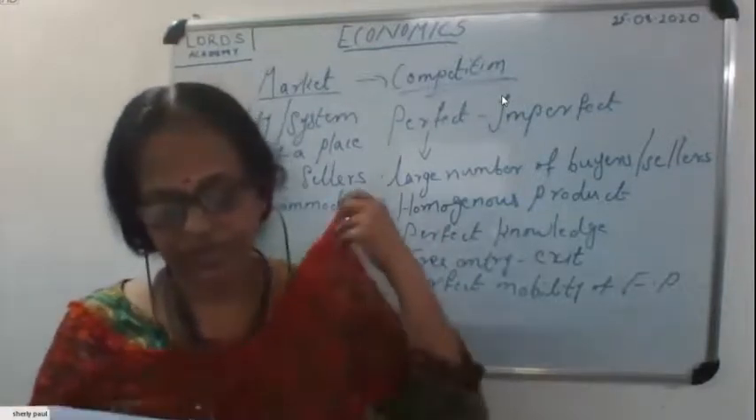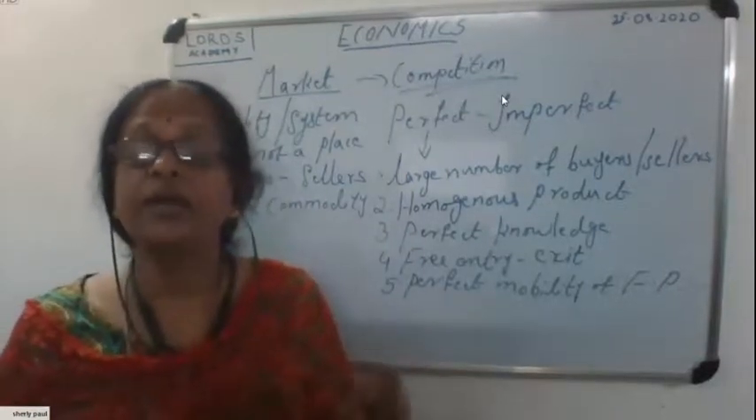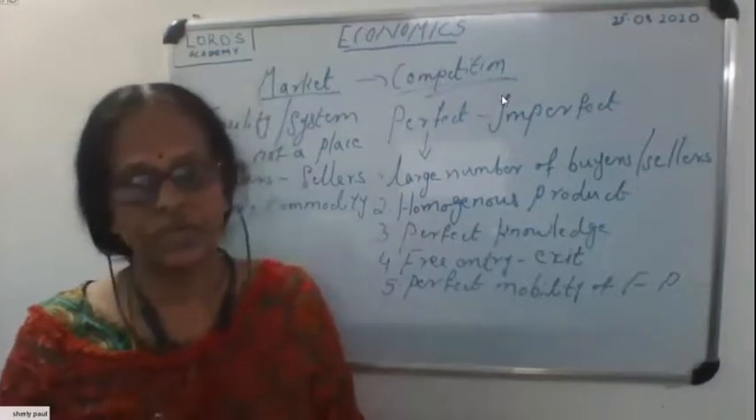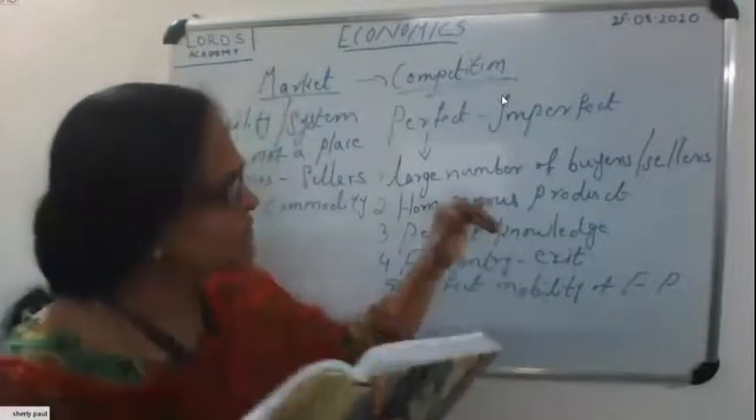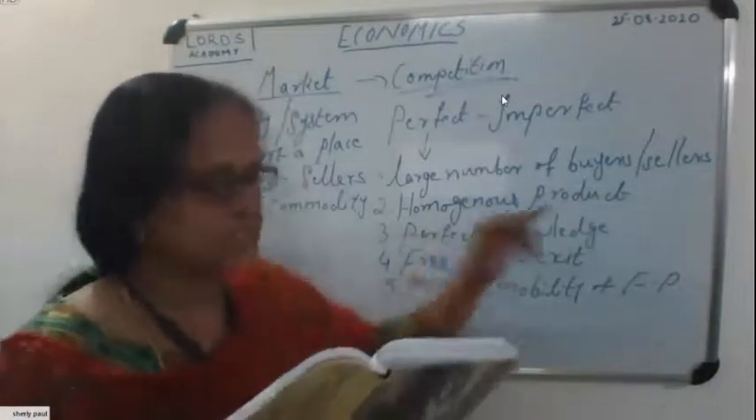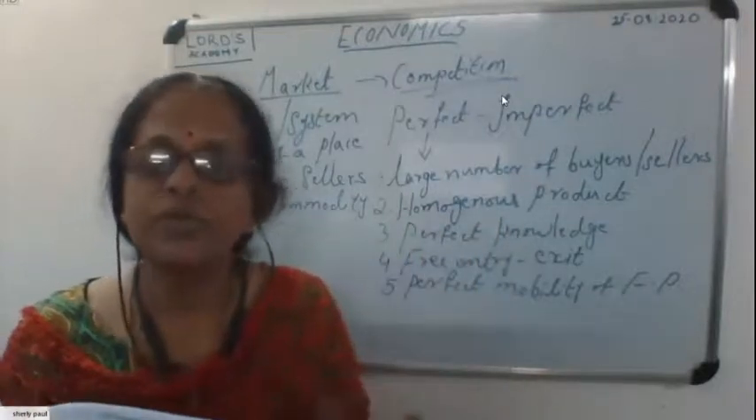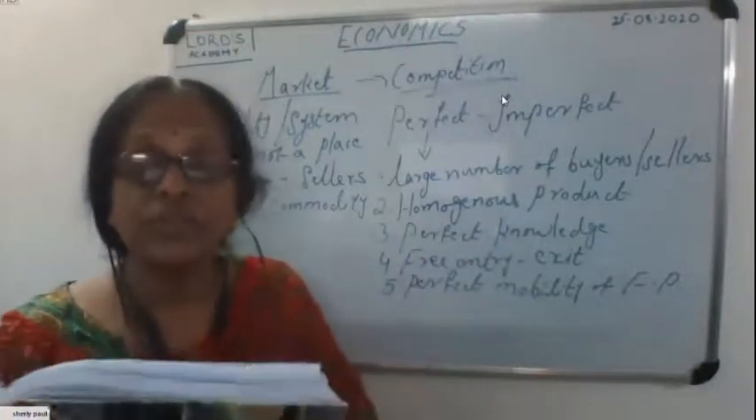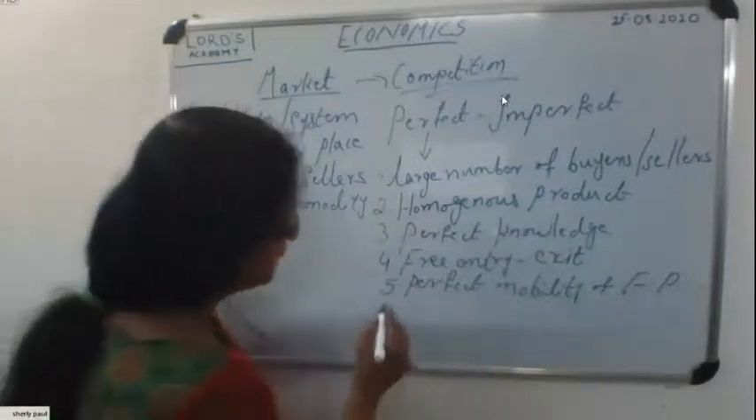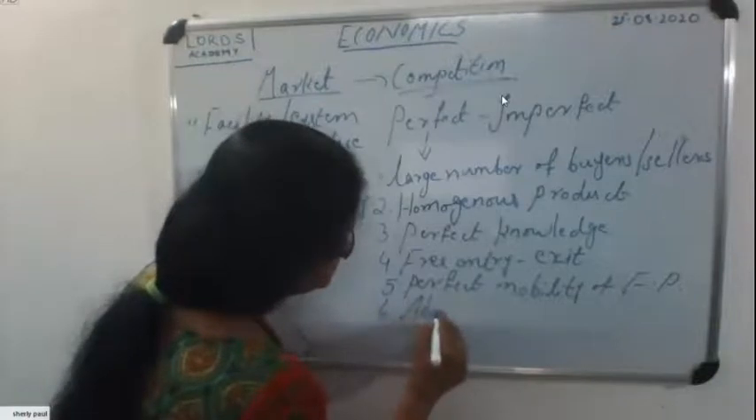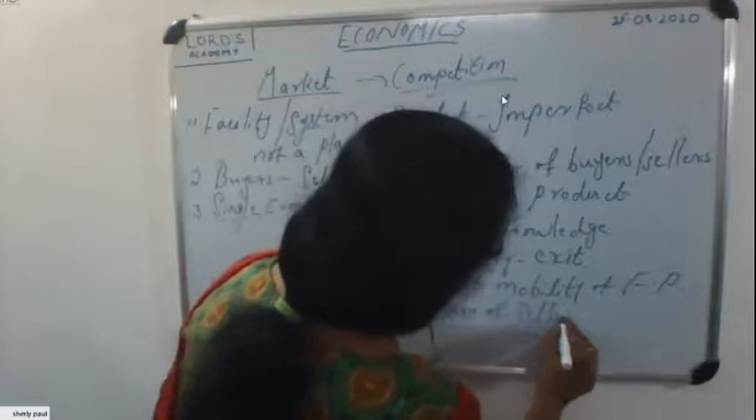of factors of production. Then, the last one is absence of selling and transportation cost. Because everywhere we are getting the product very near to our market, because of the large number of buyers and sellers and the same homogeneous product. No need to go a long distance to get that product, because near to us also we are getting it. Therefore, there is no transportation cost, there is no selling cost. Absence of selling and transportation cost.